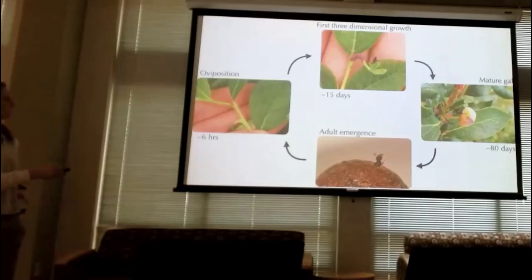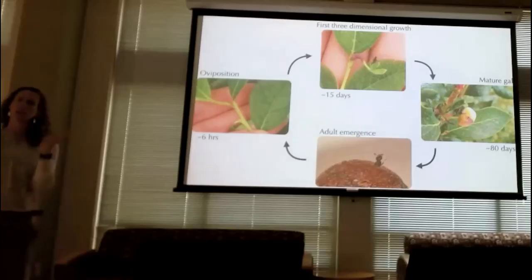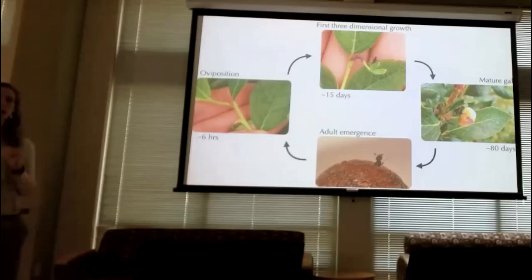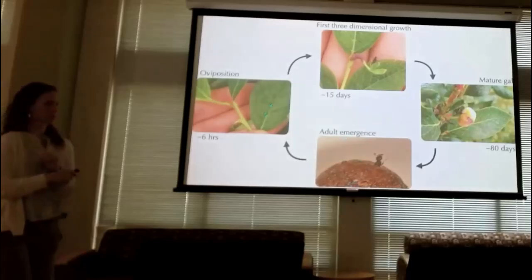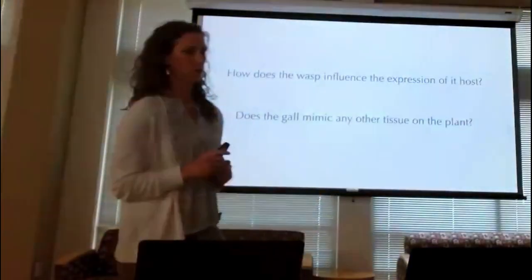So this is the life cycle of these wasps. They oviposit in the spring, and then about 15 days later, a swell starts that could be either pink or green. Around 80 days, that is the mature gall, and that stays throughout the summer and fall and winter. They overwinter in the gall, and then in the spring they emerge as adults to start all over again. So one generation a year, that's part of the trouble.